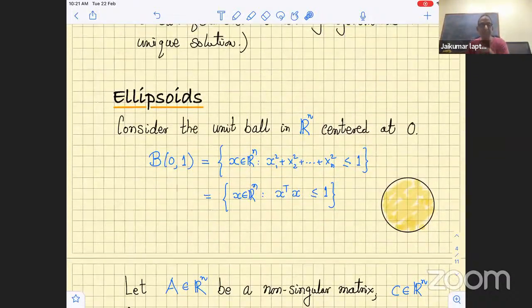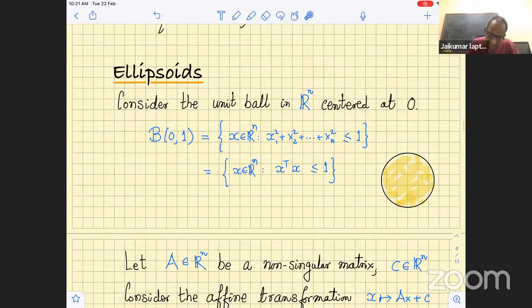Okay, so what we are going to discuss today is a new method for solving linear programs. This is called the ellipsoid method. I would like to tell you what an ellipsoid is first, and then we will see how the algorithm works.